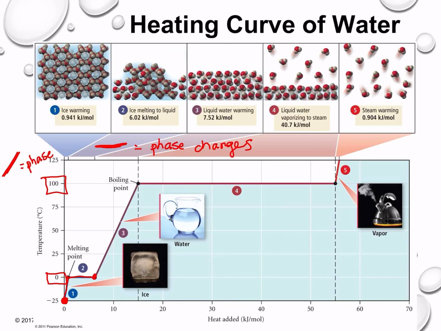As soon as it's all done melting, your water will start to heat up. It will go from 0 all the way up to 100. Then again, the energy you're putting in, instead of being used to warm up the water, is used to break the intermolecular forces between the water molecules and allow the water to be turned into a gas. That takes a lot of energy, which is why that line is so long there. It's going to stay at 100 degrees Celsius until all of the water is turned into a gas.